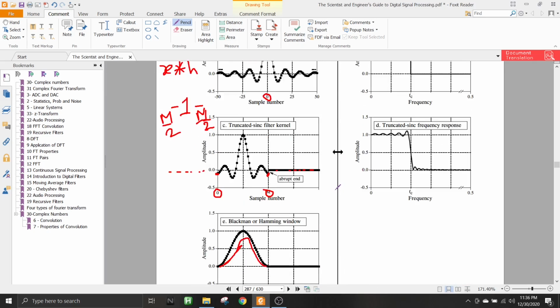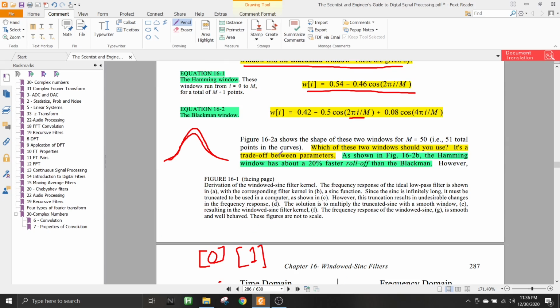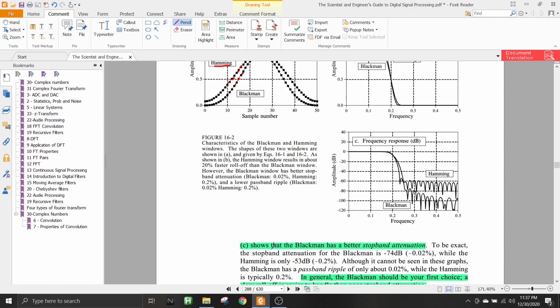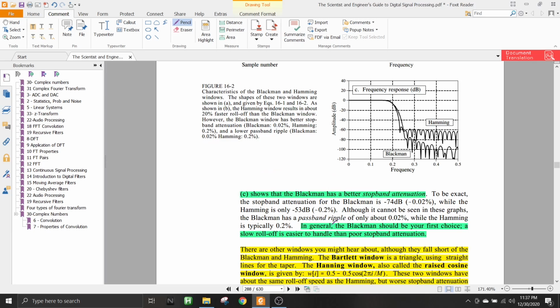Okay, so that is the topic of our next discussion. That is, there is a trade-off between the parameters. So you cannot directly say whether Hamming window is better or Blackman window. There is a trade-off between them, and this trade-off is that the Hamming window has about 20% faster roll-off than Blackman. So in terms of roll-off, Hamming is better. But in figure C, that means in this figure, you'll see that the Blackman window has a better stop band attenuation. This one reaches zero faster than Hamming.